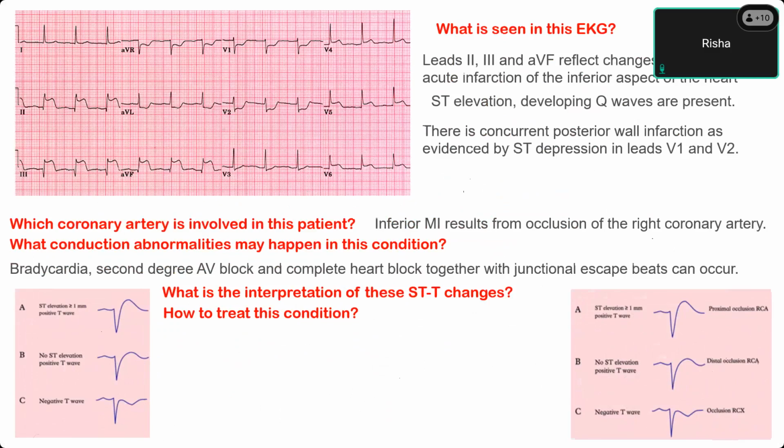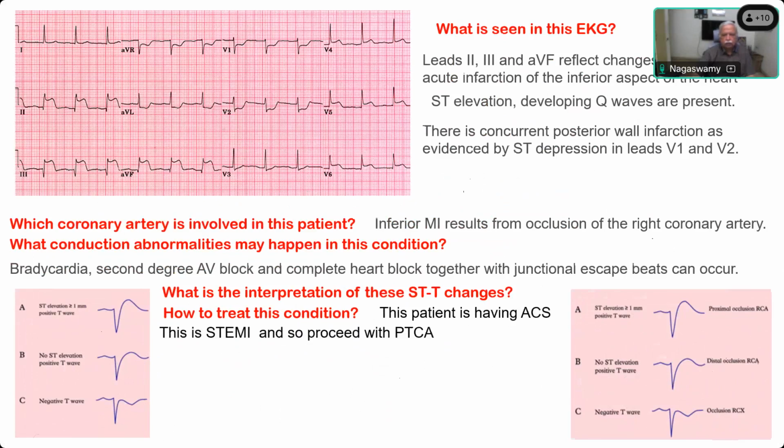It's a golden period. PCI. PCI is for a patient having acute coronary syndrome. So this is STEMI, ST elevation. So proceed to PCI; straight away go for the coronary occlusion. All this oral treatment can be given, but the mainstay of the treatment is early revascularization.